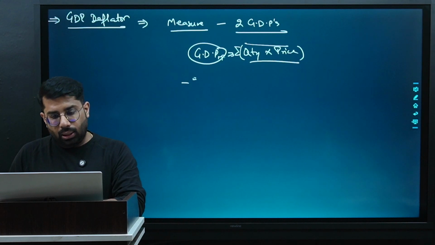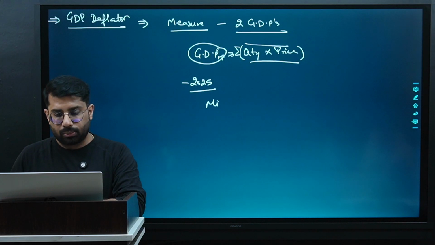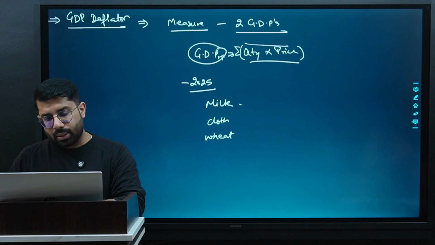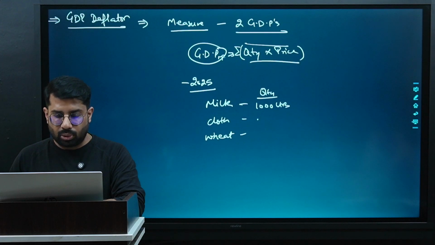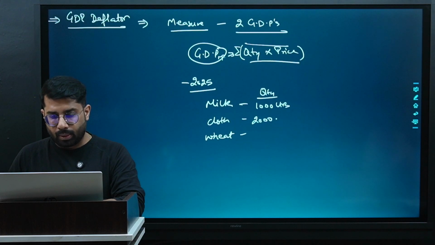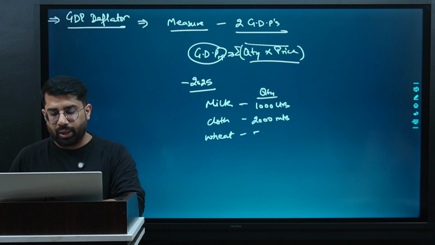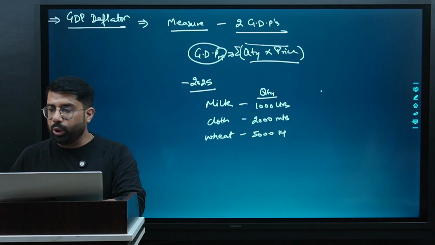Let's say in the year of 2025 we produced milk, cloth and wheat. Milk quantity, let us say 1000 liters, cloth 2000 meters, and wheat, let us say 5000 kg. How will you calculate the GDP?